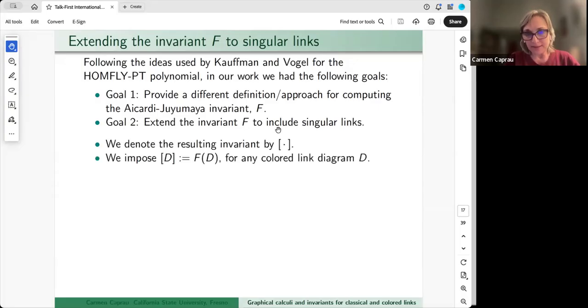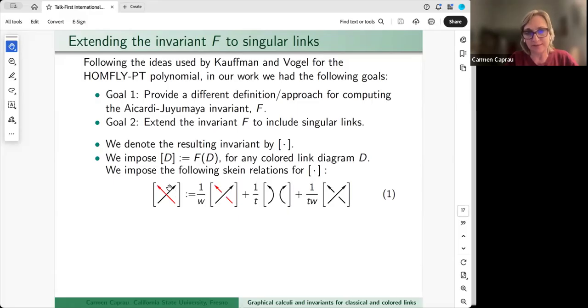So since we want to extend it from a class of colored classical links to something else, you want the invariant to stay the same, in this case, to behave similarly if you compute it from colored classical links. And to make sure that we can differentiate between the two invariants, we decided to denote it differently, and we just use square brackets. So we impose that the value of the invariant stays the same as before if you evaluate it from a diagram of a colored link.